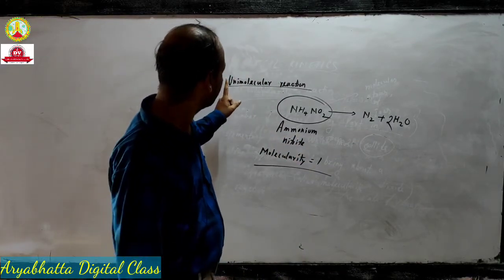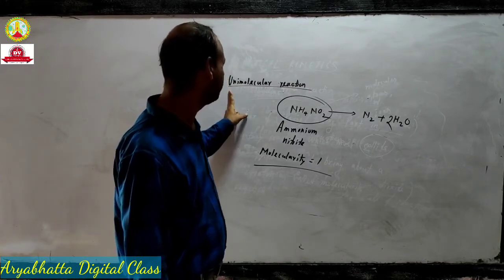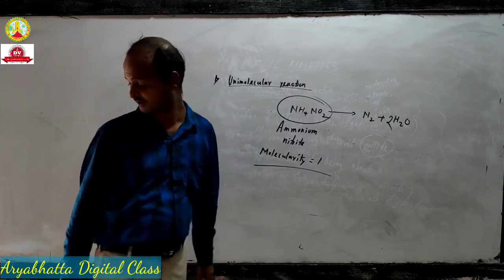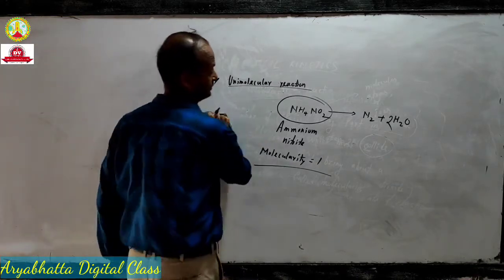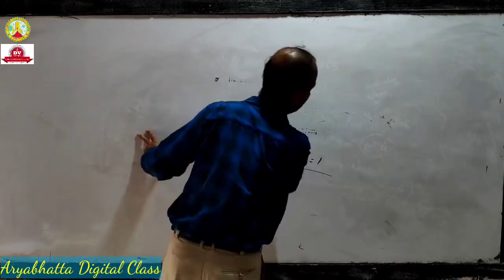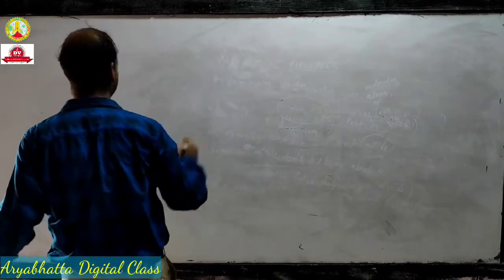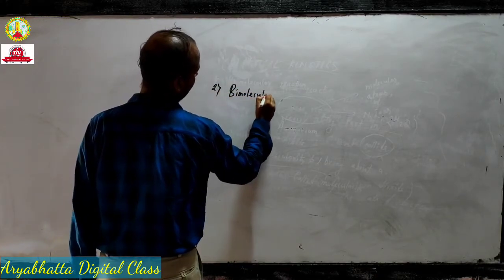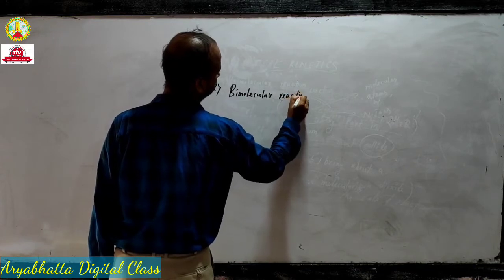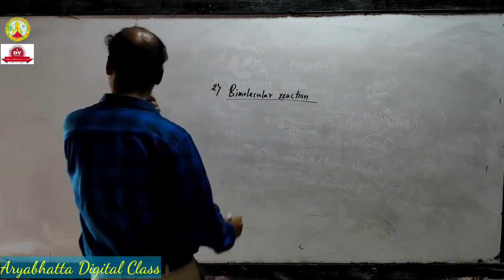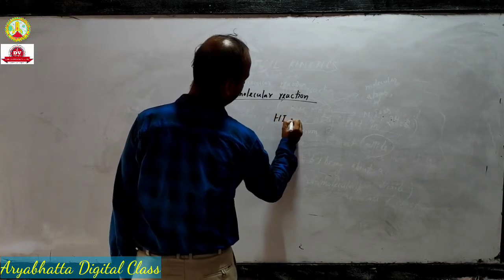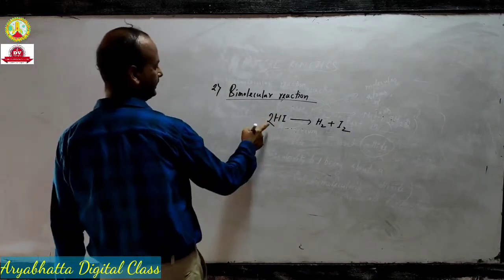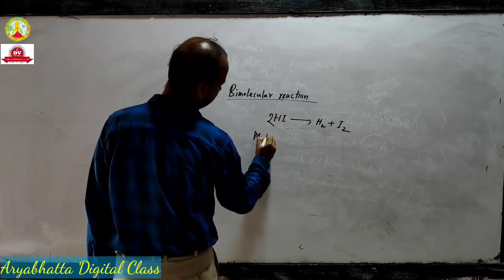If the reaction involves 2 molecules, meaning there is a collision between 2 species, then this will be called a bimolecular reaction. Now let's see an example of a bimolecular reaction. This is unimolecular; now comes bimolecular. Number 2, bimolecular reaction. The example is this one. Hydrogen iodide breaks like this: this is hydrogen and this will be iodine, and 2 will come here. Here molecularity is 2.